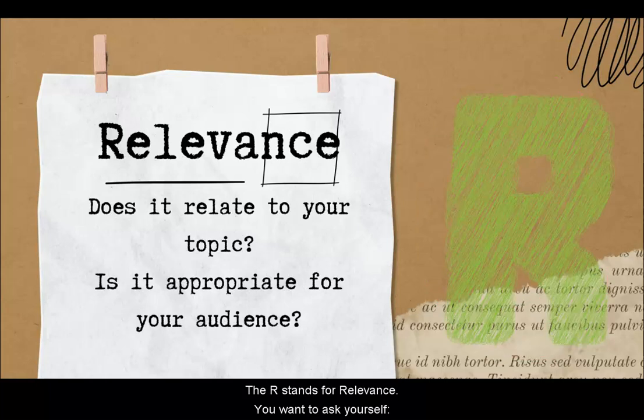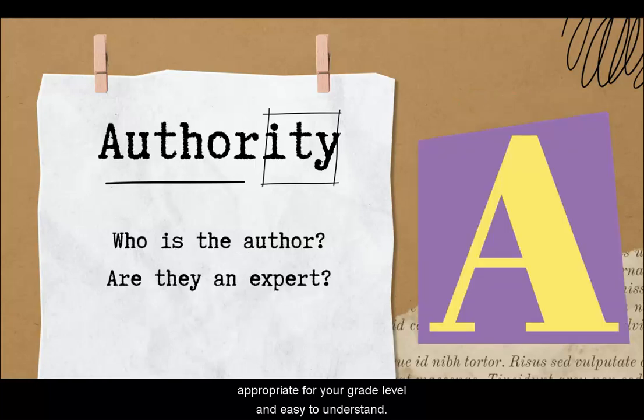The next thing you want to look at is relevancy. The R stands for relevance. You want to ask yourself, is the information relevant to my topic? Does it directly support your research question or assignment? You also want to look at the reading level. Is it too simple or too advanced? You want something that's appropriate for your grade level and easy to understand.